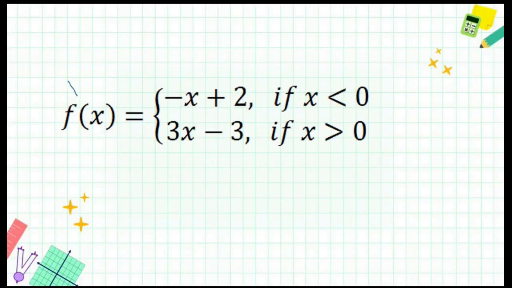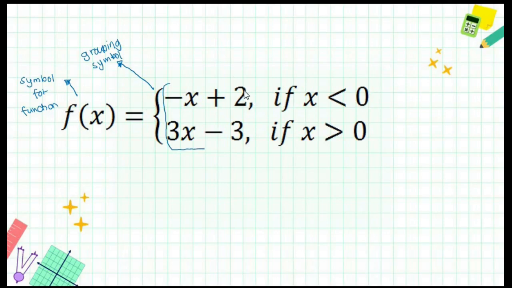Moving on, let's have this example to explain further. f of x here pertains to the symbol of function. We know that we can also write it as a variable y. Meanwhile, this grouping symbol here is very important because it represents that we are grouping different functions. This portion of the piecewise function is the one allotted to write the functions. In this case, we have 2, negative x plus 2, and 3x minus 3. So this piecewise function contains two functions that are both linear.